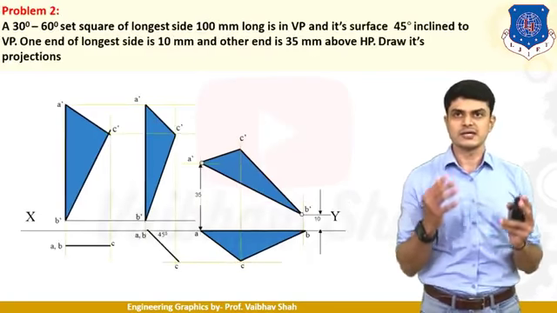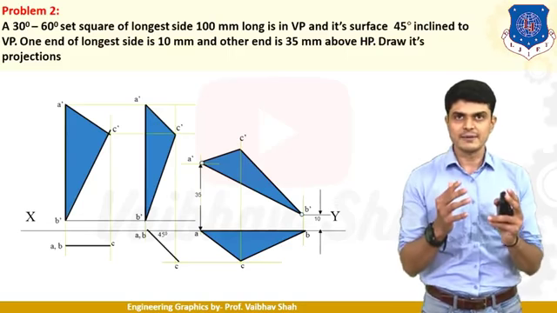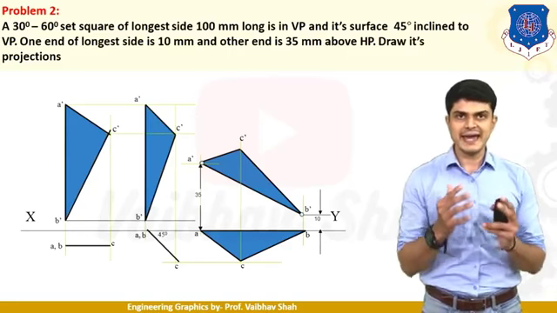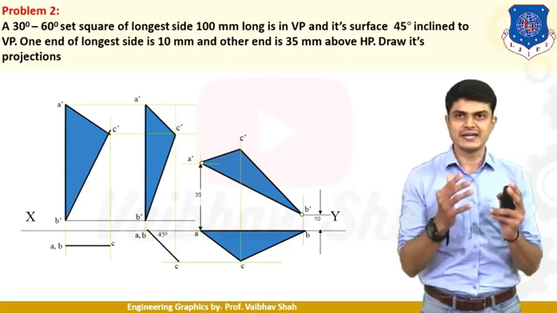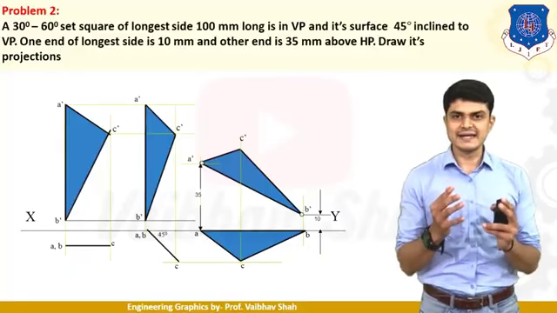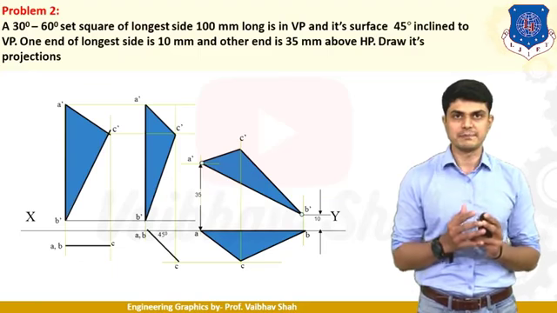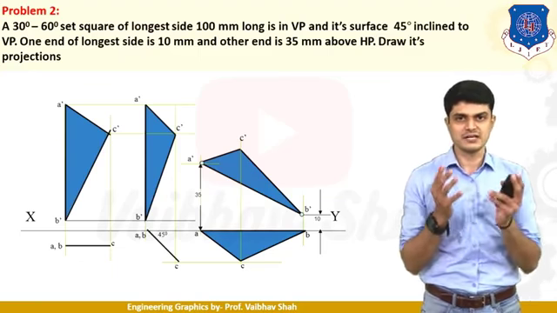So now let us move ahead and let us see one more example based on this triangle. A 30 degree 60 degree set square of a longest side 100 mm is in VP and its surface is 45 degree inclined to VP. One end of the longest side is 10 mm and other end is 35 mm above HP. Draw its projections. So same example, nearly the same.